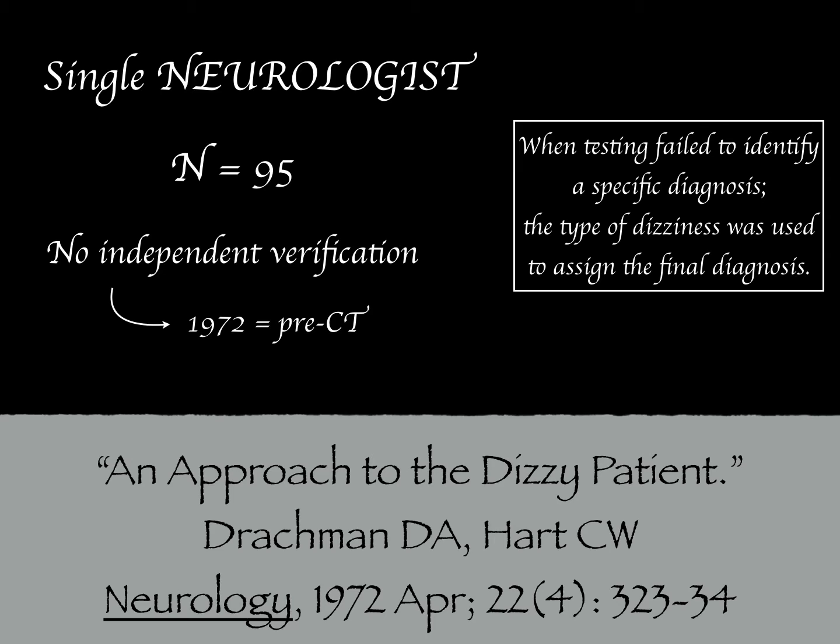And the best part about this is when testing failed to identify a specific diagnosis, the type of dizziness was used to assign the final diagnosis. What that means otherwise is if he couldn't find another answer, he just gave himself credit. So if somebody came in and they were vertiginous and he couldn't find another cause, he called it vestibular and considered himself correct. Okay, so there's some significant bias in this study, and yet this is how we pursued dizziness for the past almost half century.